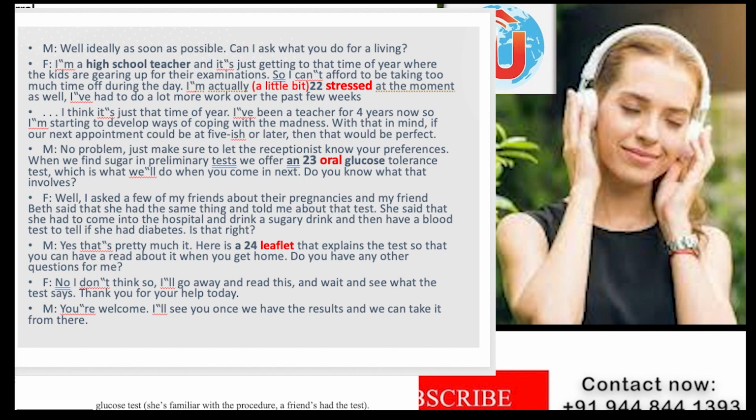Here's the leaflet that explains the test so that you can have a read about it when you get home. Do you have any other questions for me? No, I don't think so. I'll go away and read this and wait and see what the test says. Well, thank you for your help today. You're welcome. I'll see you once we have the results and we can take it from there.